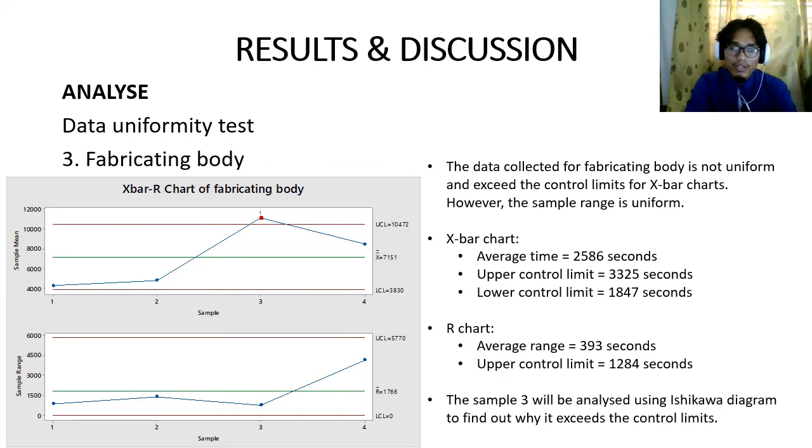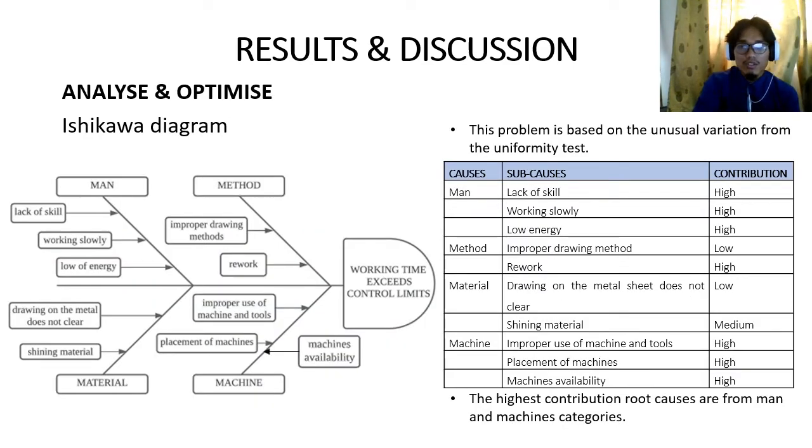The sample tree will be analyzed using Ishikawa diagram to find out where it exceeds the control limits. This part shows the result for Ishikawa diagrams. This figure shows the root causes for working time exceeds control limits problems, and this table shows the contribution for each root causes. Based on this table, the highest contribution root causes are mainly from man and machines categories.